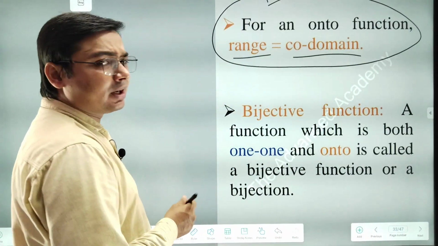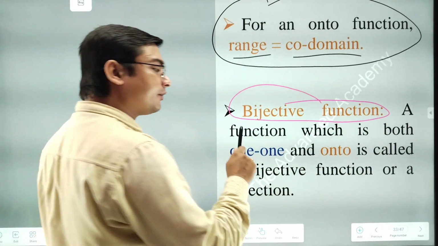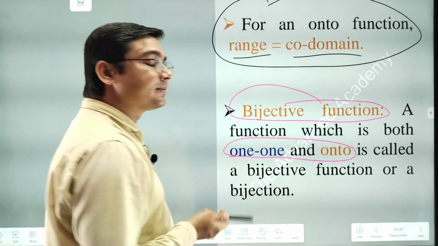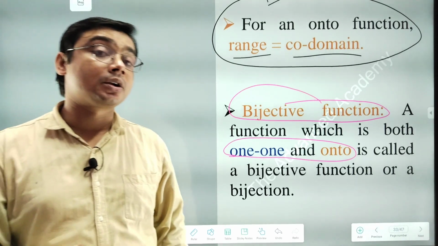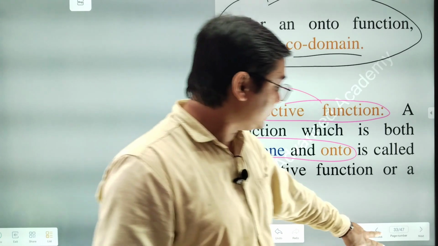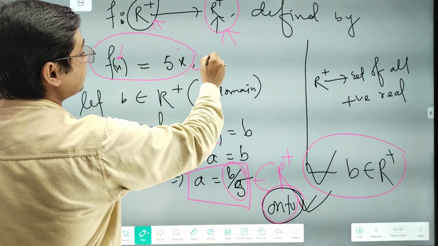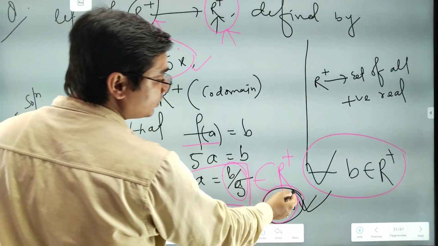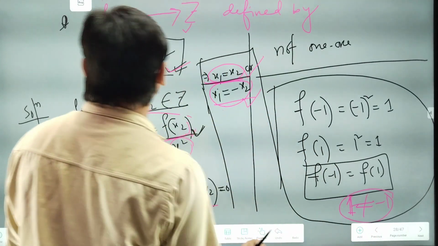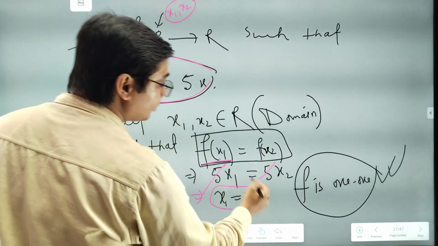Okay, so now you see another type of function which is called a bijective function. That means a function which is one-one as well as onto. If a function satisfies the one-one property as well as the onto property, then we call the function bijective. So you see in the previous examples, this function is one-one, as well as in the case of onto, the same function we have considered here, f of x is equal to 5x. This is also onto.